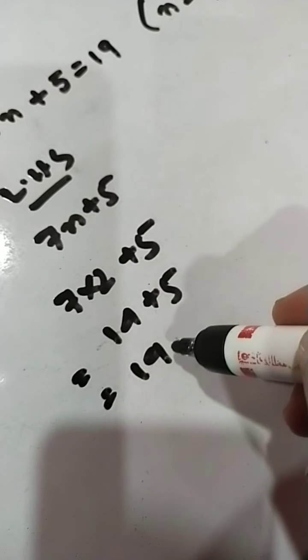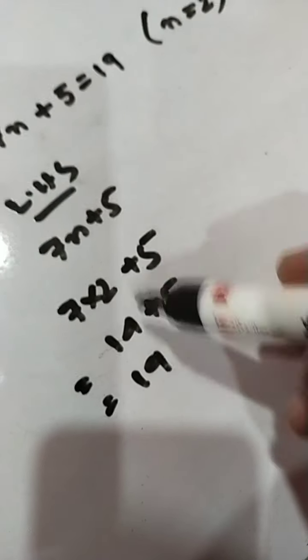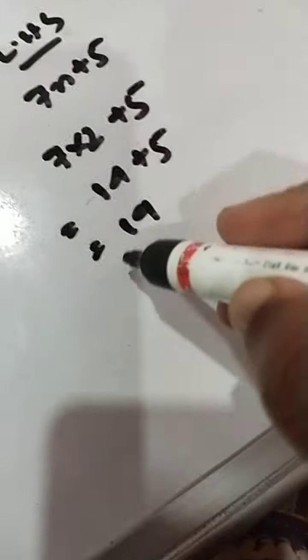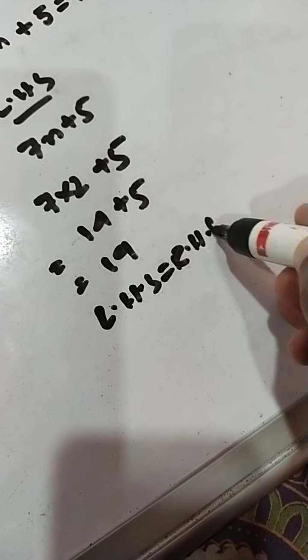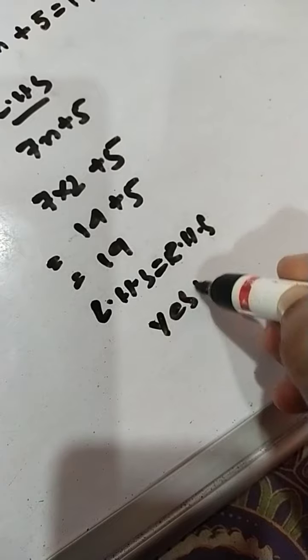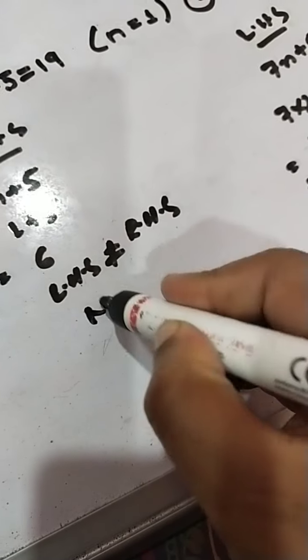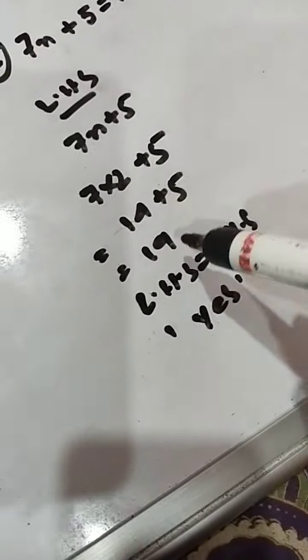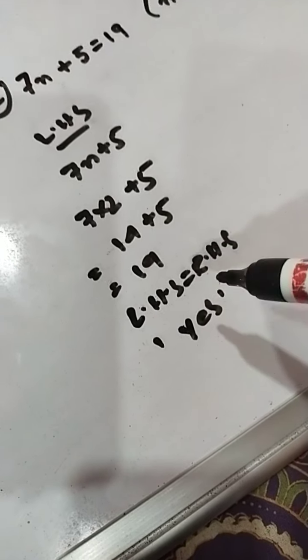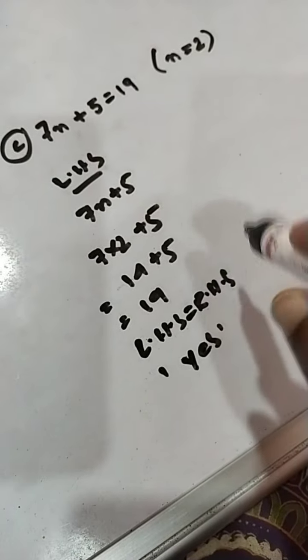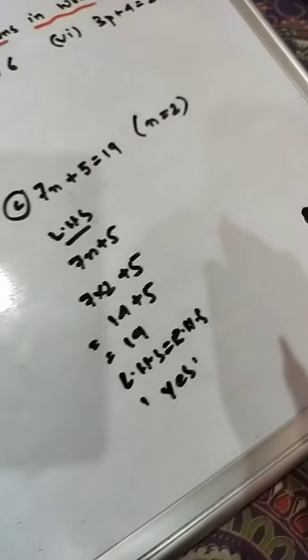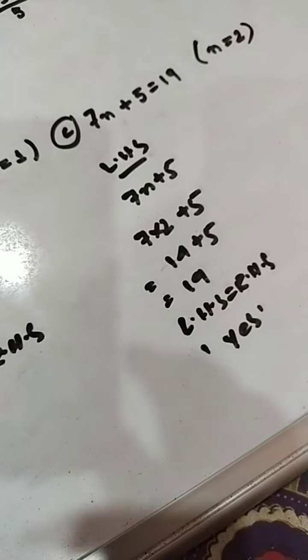Now this time you see that the value of LHS and RHS is equal. So we'll write LHS is equals to RHS, and this time we'll write yes. Previously we wrote no. As the answers are matching, we'll write yes. The value of n is a solution for this particular equation. Fine. Let's move on to sum number E.